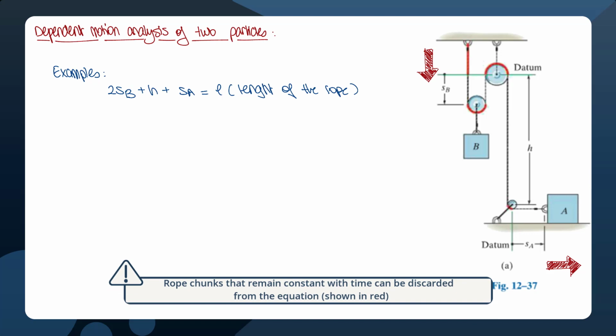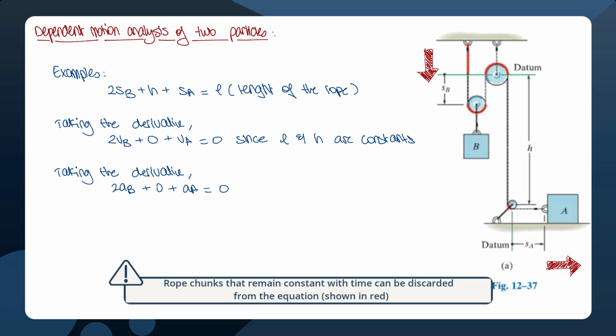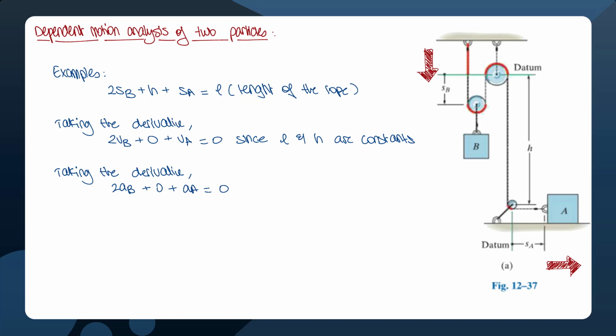Then we need to take the derivative of that expression, which gives us 2VB plus 0 plus VA is equal to 0. And the reason why we end up with 0 terms for H and L is basically the fact that L and H are constants. Then we can take the derivative again and get an expression for the acceleration. 2AB plus 0 plus AA is equal to 0. And so finally, one has that VA is equal to minus 2VB and AA is equal to minus 2AB.